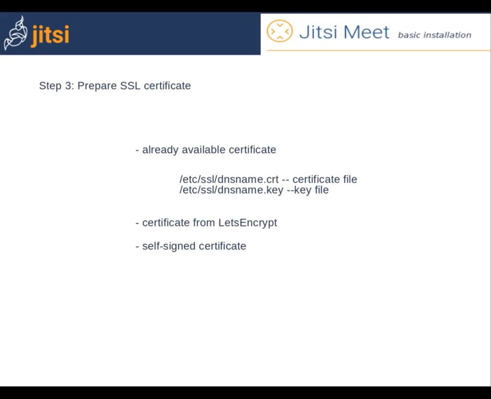If you already have a paid certificate and you won't be issuing one during the install, place the files in /etc/ssl and rename them as follows: /etc/ssl/dnsname.crt for the certificate file, and /etc/ssl/dnsname.key for the key file. Replace dnsname with the DNS name of your Jitsi Meet installation. The certificate has to be valid for this DNS name. If you don't have a certificate, you will have the option to create one during the install process.